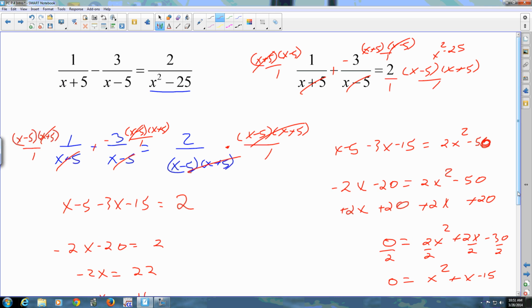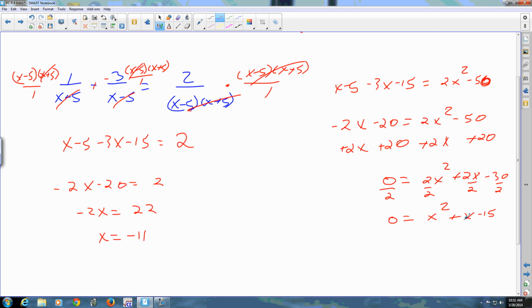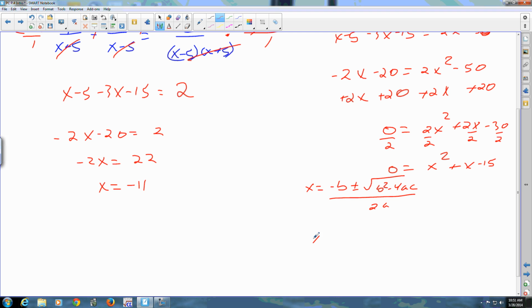Now, can you guys think of anything that multiplies to negative 15 and adds to 1? I can't think of anything. So what that means is you end up having to do the quadratic formula. So b squared minus 4ac all over 2a. Quick reminder on setting that up. x is equal to the opposite of b, so b is 1, so minus 1 plus or minus 1 squared minus 4 times 1 times negative 15 all over 2a, which would be 2.